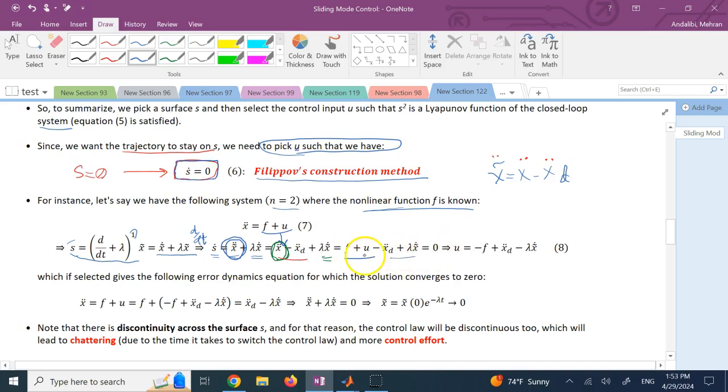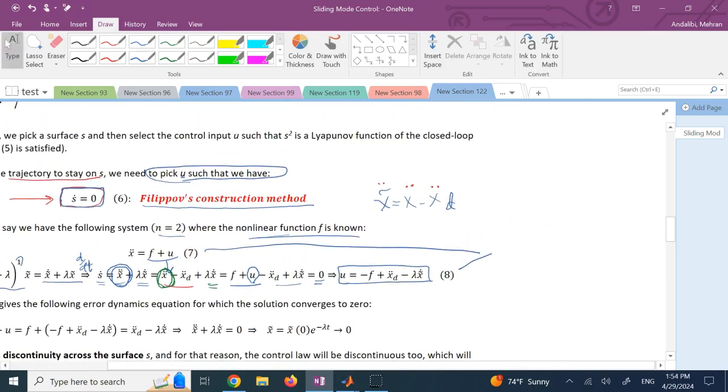Now, since this S dot has to be equal to 0, from here I solve for u. So I take every term to the other side, so u becomes what? Negative f plus x desired double dot minus lambda x tilde dot. If I pick u like that, then I have guaranteed convergence, and you can check it. If you just combine 7 and 8, if you plug 8 into 7, what would you get? You get x double dot equals, if f is known, then this f and that f, this positive and negative f, would cancel each other. So you simply get x desired double dot minus lambda x tilde dot.